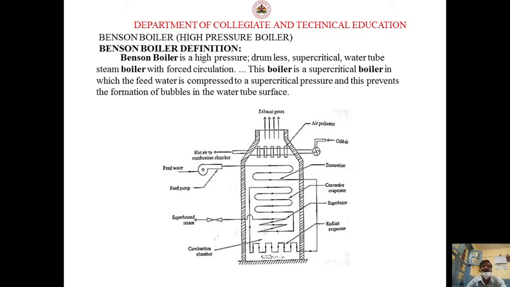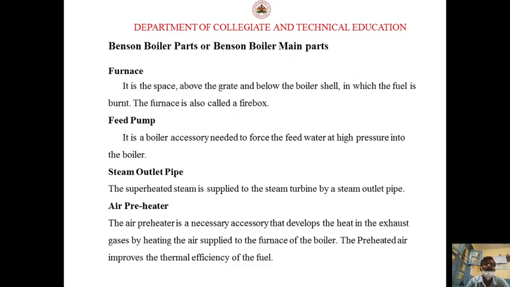So the Benson boiler is a high pressure boiler. The Benson boiler definition is that it is a high pressure drumless supercritical water tube boiler with forced circulation. In this boiler, the feed water is compressed to a supercritical pressure, and this prevents the formation of bubbles on the water tube surfaces.